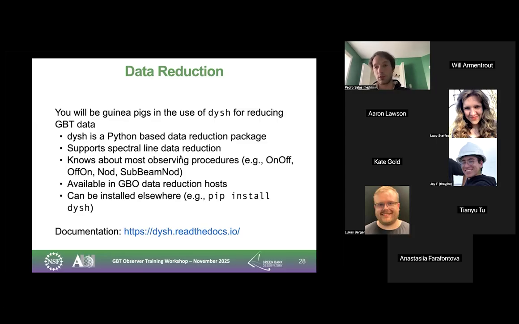And it's designed specifically for the GBT, even though the goal is for this to also support observations from other telescopes eventually, if anybody wants to do that. So if you observe with the GBT and you say, do a nod for a sub-beam nod, the package knows, okay, this is what you mean. This is how I should calibrate that. Here's your data, calibrate the data.